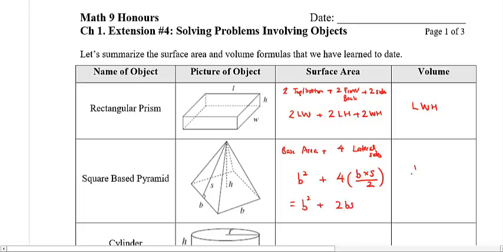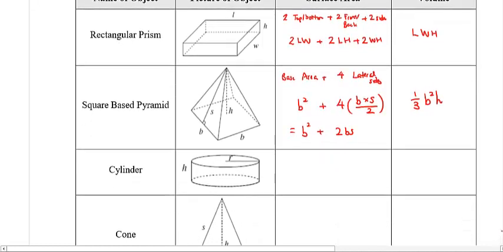And the volume, yeah, remember that 1/3 thing where we have the water being filled into the rectangular prism? It took 3 of them, so that's why the square base pyramid is 1/3.